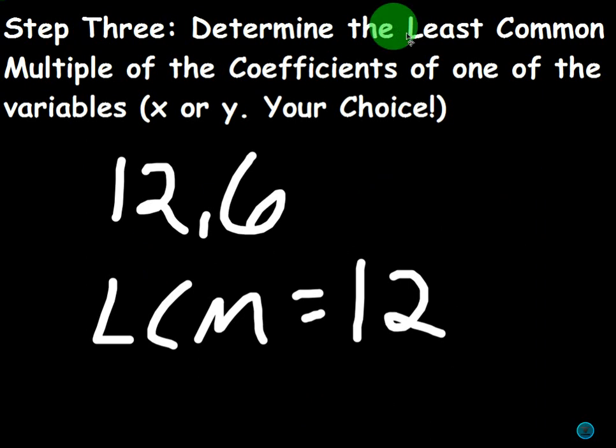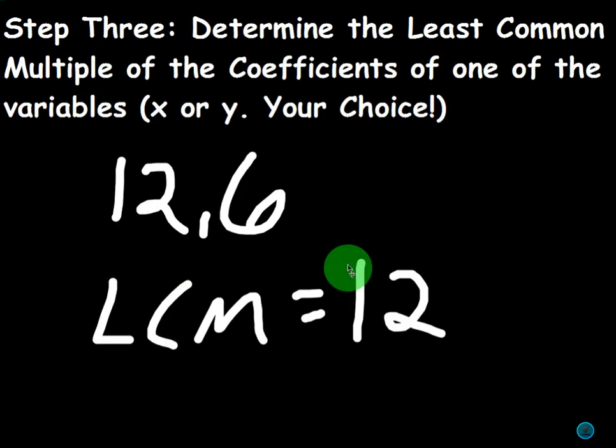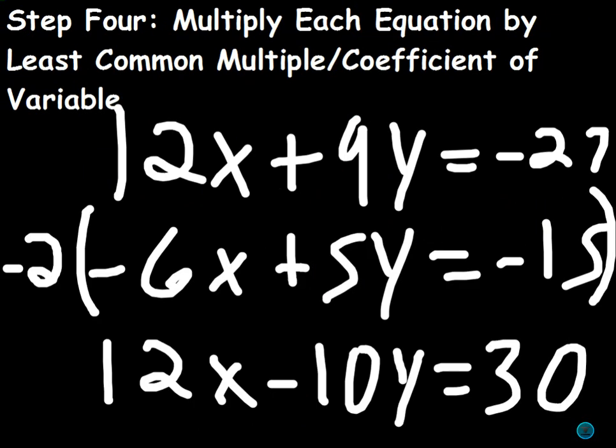Okay, now we're going to determine the least common multiple of the coefficients. In this case, I chose x. Most of the time we choose x. Usually the simpler the better. I notice that 6 goes into 12, so the LCM will be simple. Whereas over here, it'd be 45, which is a little bit bigger if we did the LCM of the y's. So the LCM is 12.